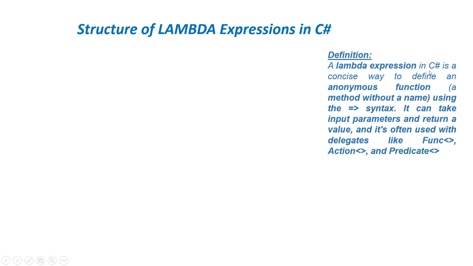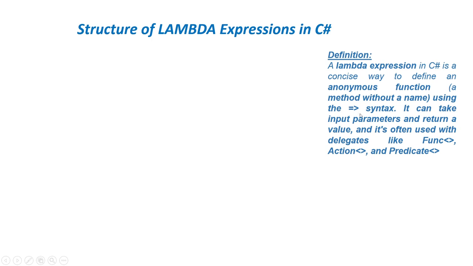A Lambda expression in C# is a concise way to define an anonymous function. And what is an anonymous function? It is a method without a name. And that definition is done by using the maps to syntax.